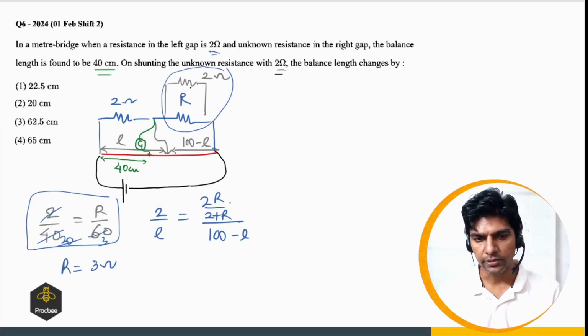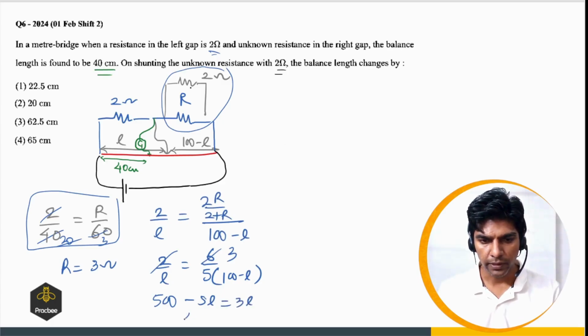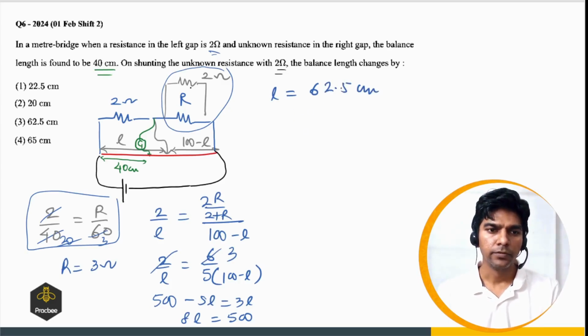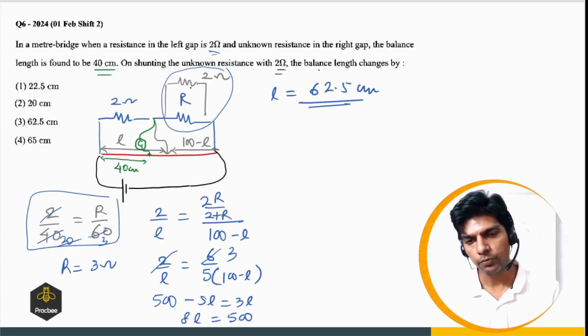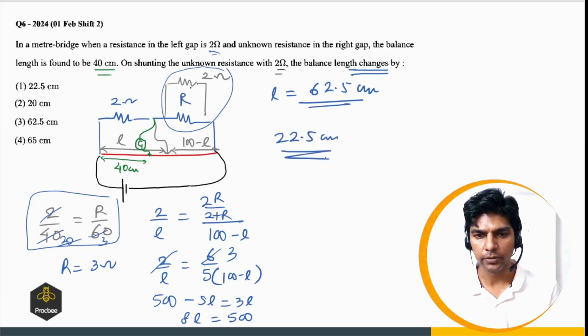Now let us substitute R as 3 ohms in the second equation. So 2 by L is equals to 6 upon 5, and we have 100 minus L in the denominator, so this will give us 3. So 500 minus 5L is equals to 3L, and from this 8L comes out to be 500. So L will be 62.5 centimeter. So this is the new balance length, but we have to find the change in the balance length. It was 40 initially, now it is 62.5, so the change will be 22.5 centimeter. So option 1 is the right answer.